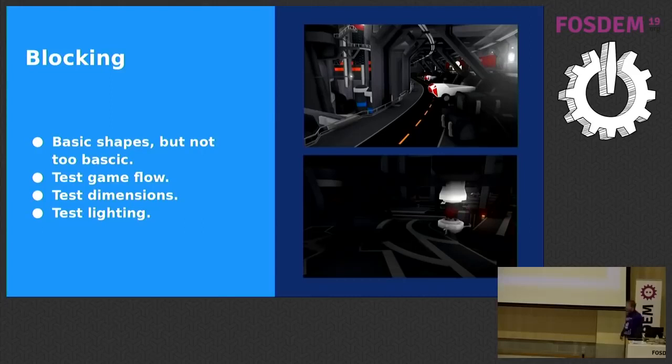So first we started with level blocking. The artist made the level blocking in Blender. He just took all the ideas, and he made really basic geometry. I'm not sure if you can see it, because from here the contrast is not very good. He made all the blocking, everything that was going to be in the level, he made a mesh for it, but really simple, no textures, very flat, no detail, nothing. The idea was to test the game flow, test the dimensions of the level, and also test the lighting. How the general idea was going to be.